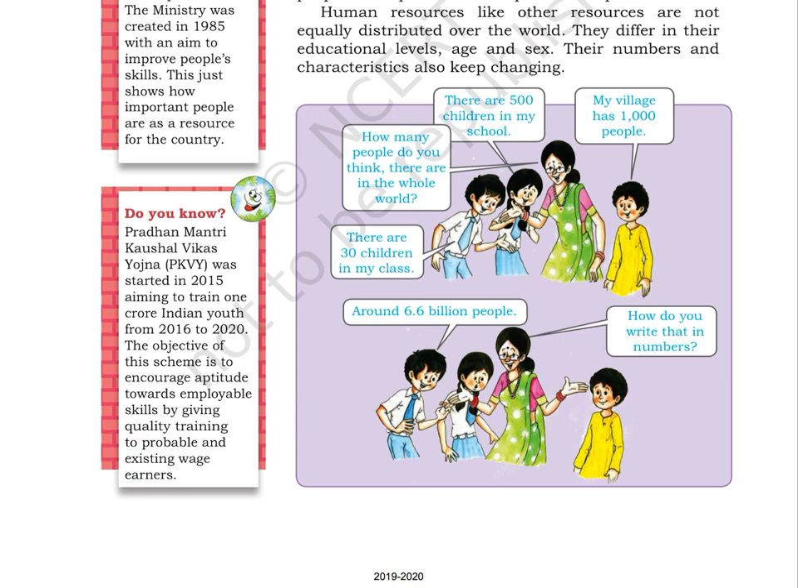Then in another diagram of the same teacher and her 3 students, their teacher asks, "How do you write that in numbers?" The boy in school uniform answers, "Around 6.6 billion people."